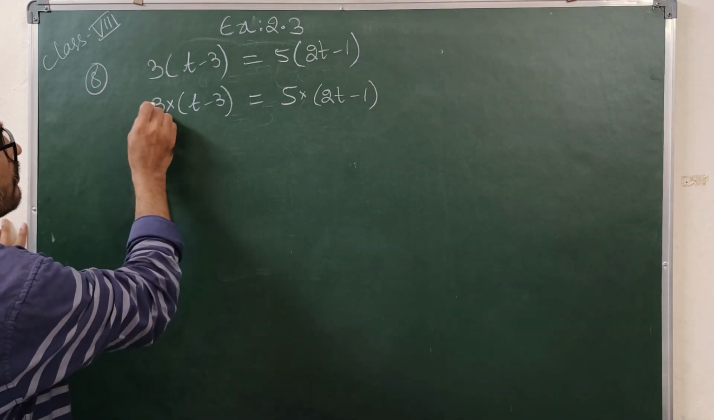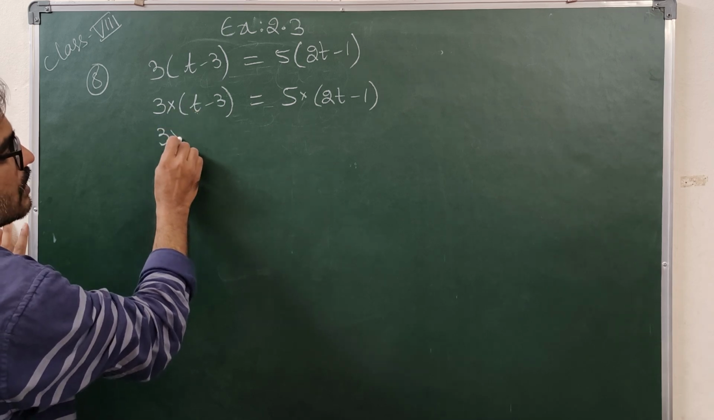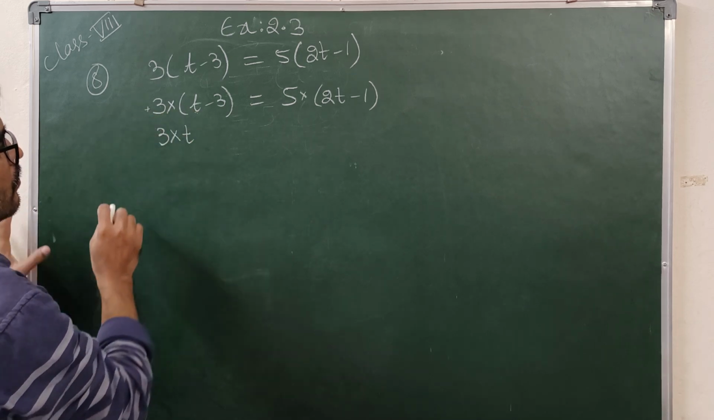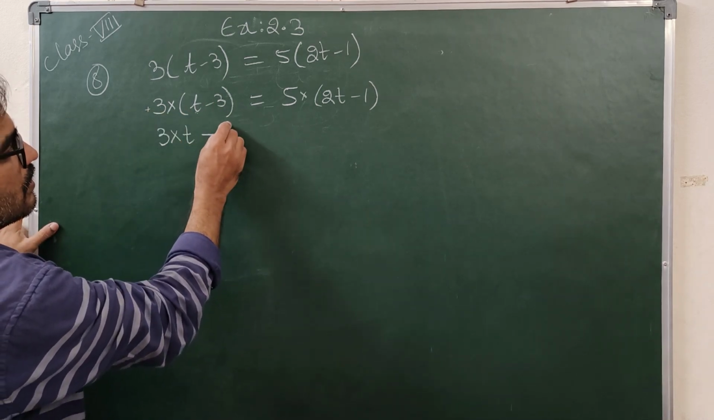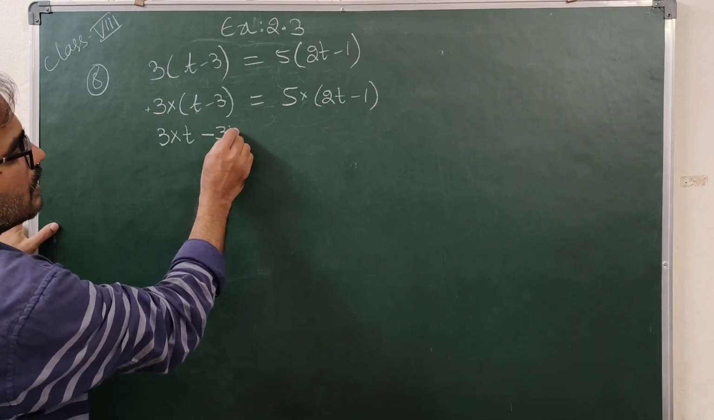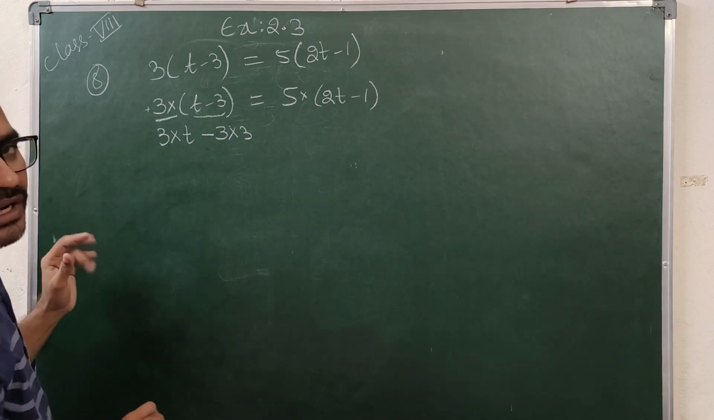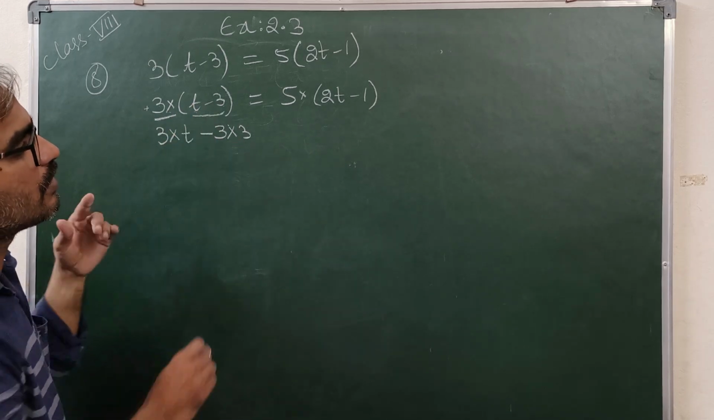So the symbol of 3 is plus. The symbol of t is also plus. So 3 in plus into plus is plus 3 into t. Now plus into minus is minus. 3 3s are 9, right? Let us write 3 into 3. We are distributing this 3 into to all the terms inside the bracket, right? So 3 into this number, 3 into this number.